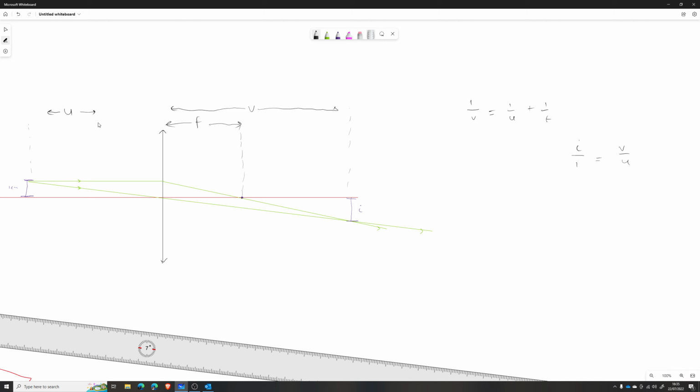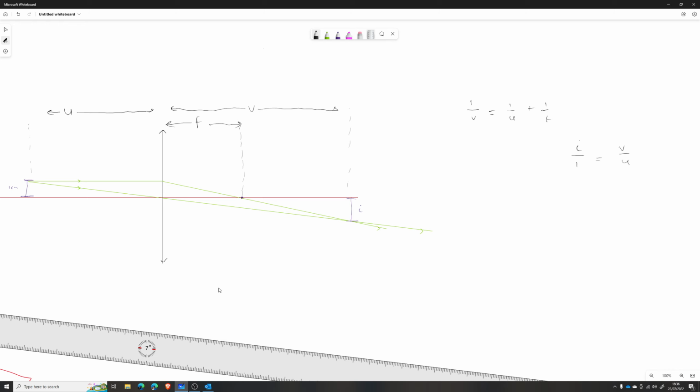Incidentally, since u will be negative, notice that the magnification is also negative, and that makes sense because my image is upside down. So don't worry too much about that minus sign, but it is worth noting that the fact that I will have a negative value and u will have a negative value means that this equation is still valid. Okay, so that's what's going on with the ruler.